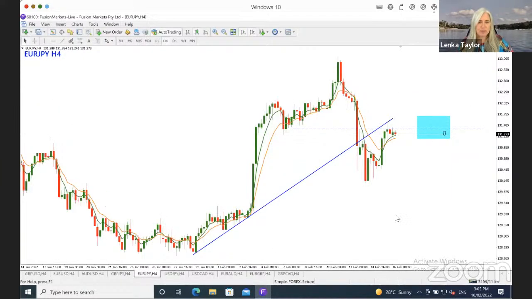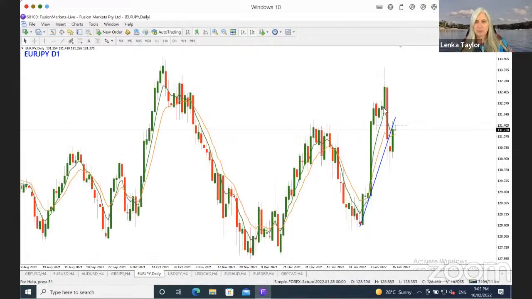Next currency pair I'm looking at is EUR/JPY. So on EUR/JPY, I'm also looking for a short setup. At the moment, again, just ranging in that area. So I'm looking for further price action going up and then a good reversal on here. So we're sort of at this level there.